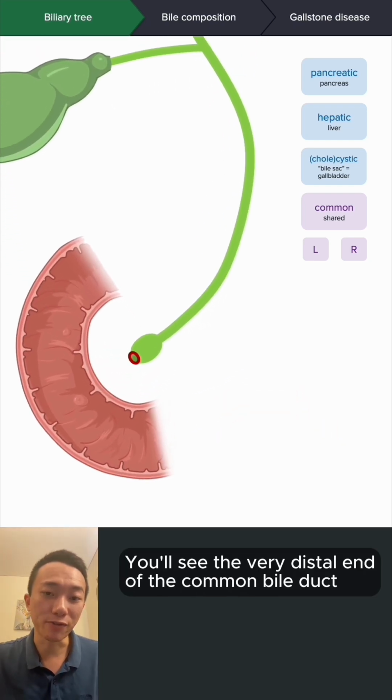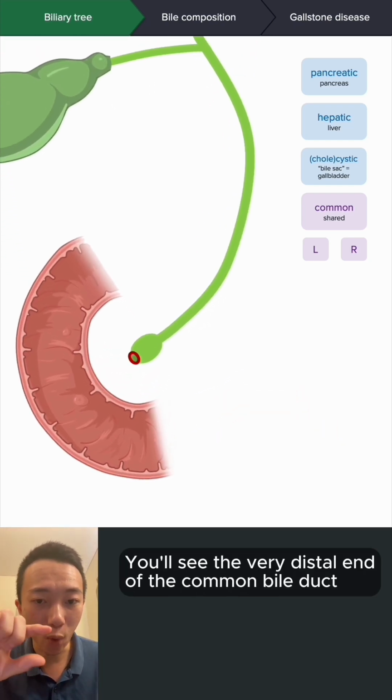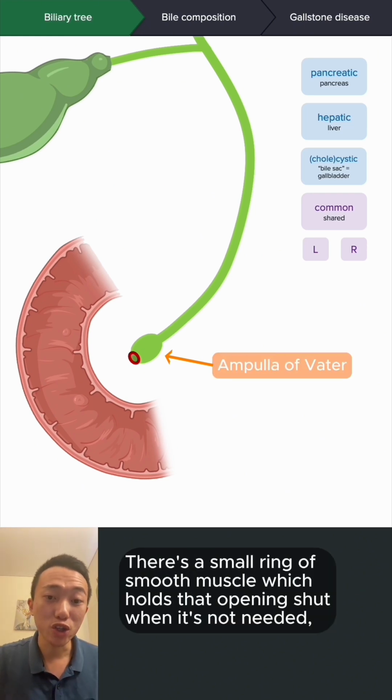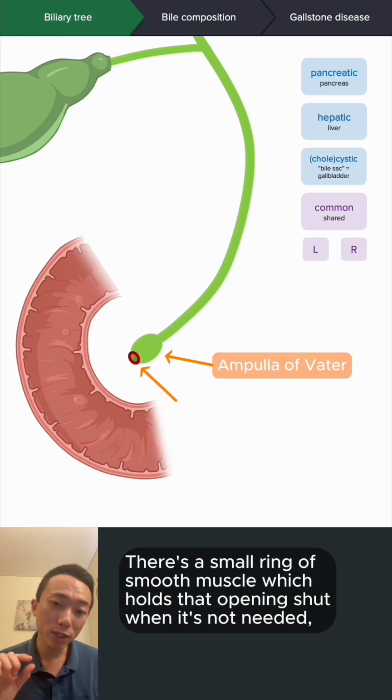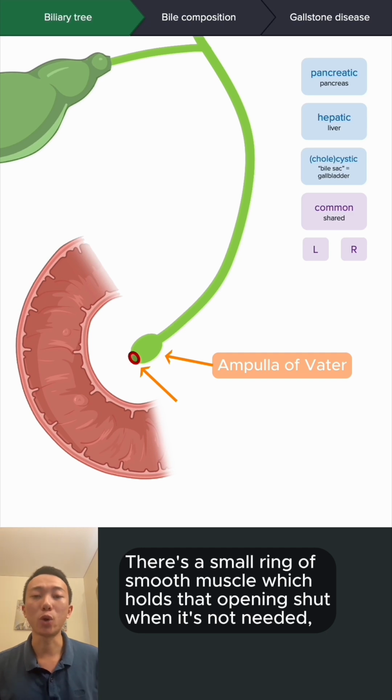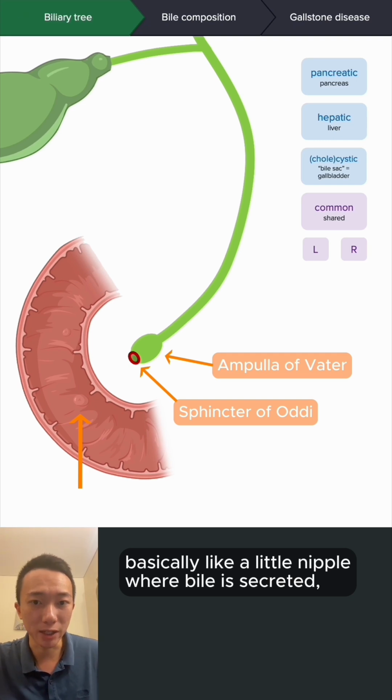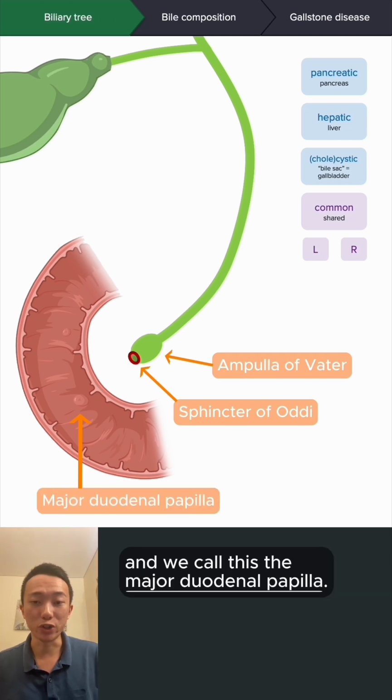If we zoom in, you'll see the very distal end of the common bile duct widens to form this little bulb, which we call the ampulla of Vater. There's a small ring of smooth muscle which holds that opening shut when it's not needed, called the sphincter of Oddi. Together they form this little bump on the inside of the duodenum, basically like a little nipple where bile is secreted, and we call this the major duodenal papilla.